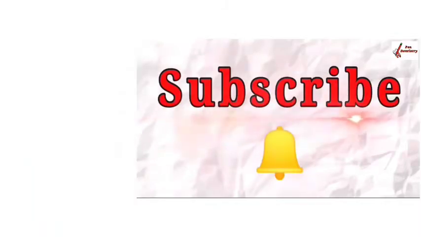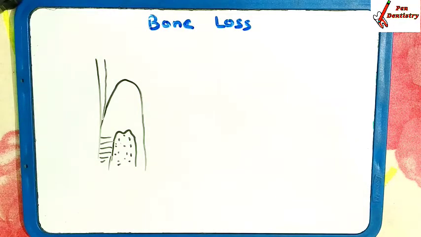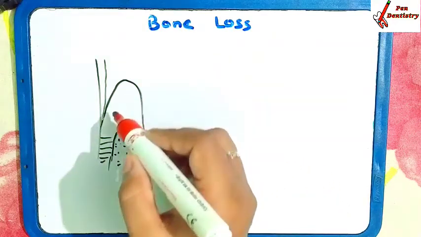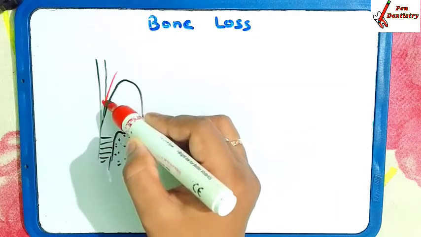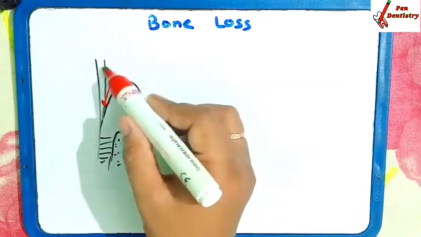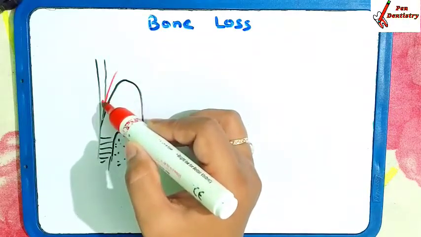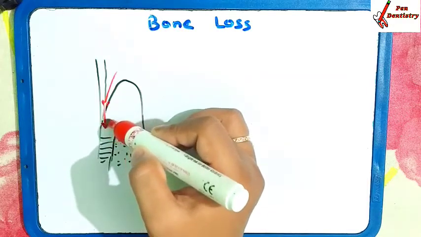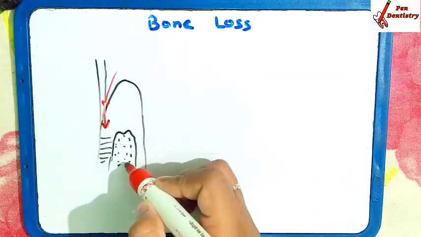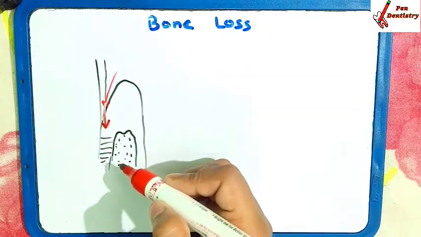We are going to learn about the bone loss pattern, the different types of bone loss pattern. Before going to that topic, you should first know what bone loss is. Bone loss is when the inflammation reaches the bone, extending from the gingiva. Inflammation means the bacteria are going deep and damaging the bone. That is bone loss.